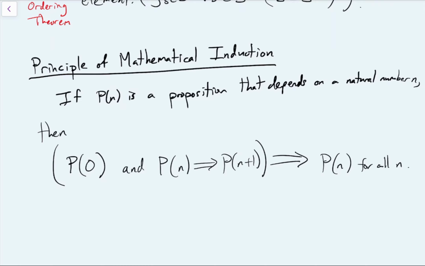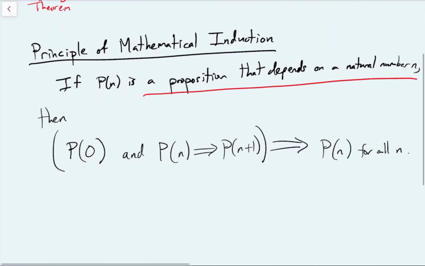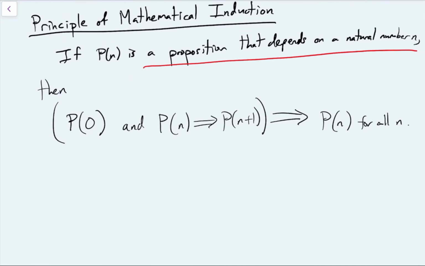So let me first say, what do I mean by a proposition that depends on a natural number n? Let me give some examples to hopefully explain what I mean. P of n could be the proposition n is even. In this case, P of 0 would be true, and P of 1 would be false, and P of 2 would be true, and P of 3 would be false.